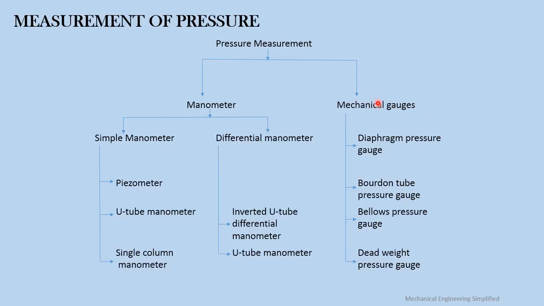There are other devices known as mechanical gauges: the diaphragm pressure gauge, Bourdon tube pressure gauge, bellows pressure gauge, and deadweight pressure gauge. I suggest you have a quick reading. These are not very important from the exam point of view. You can look them up in any standard textbook, or google these terms to get an idea of their working principle, because they are not very important from the competition point of view. About the simple manometers and the differential manometers, I will go into detail in the coming slides. Okay, so let us start.